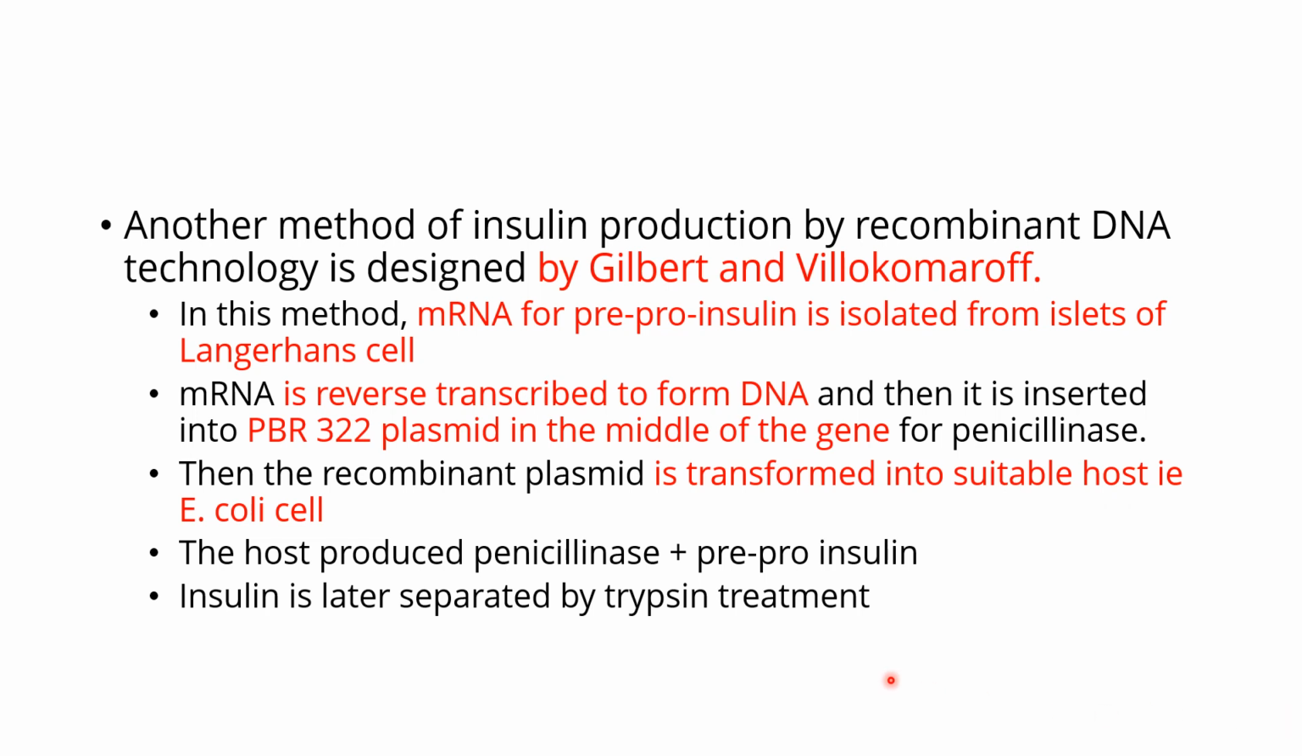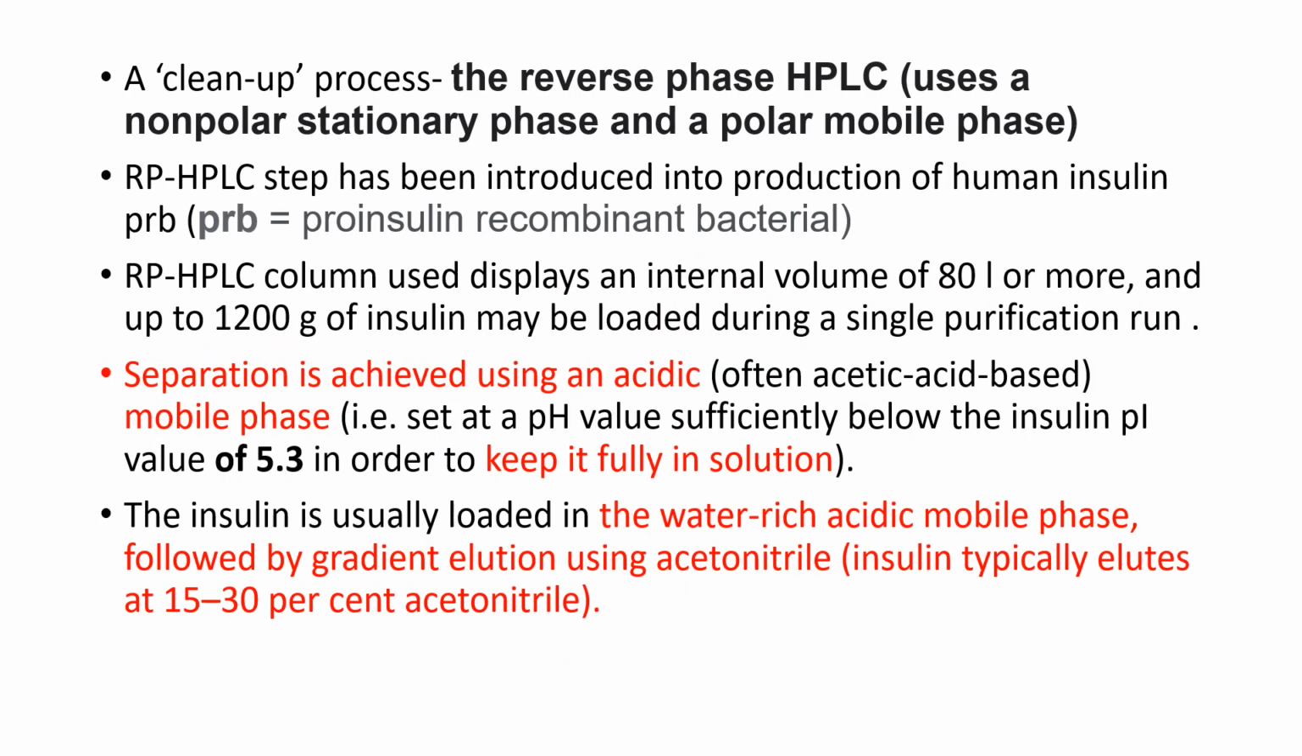So in an event where we are using the mRNA, you need to reverse transcribe it to form DNA, which is then inserted in the pBR322 plasmid in the middle of the gene for penicillinase. Then the recombinant plasmid is transformed into a suitable host, for example, the E. coli cell. The host cells produce penicillinase and preproinsulin. Insulin is separated by trypsin treatment. So that is just an alternative to what we had said earlier.